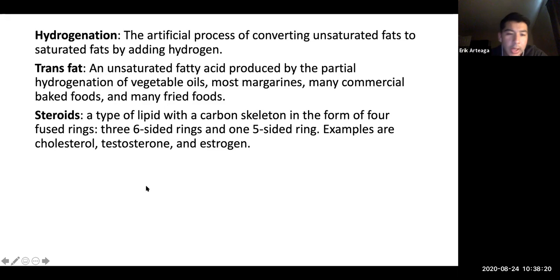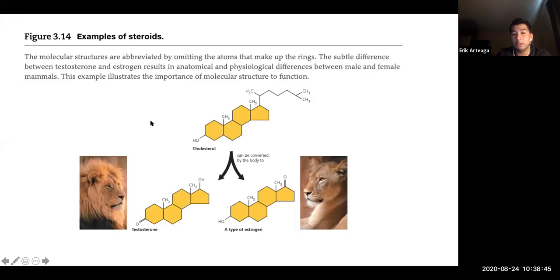So steroids, they're a type of lipid with a carbon skeleton in the form of 4 fused rings, 3 6-sided rings, and 1 5-sided ring. Examples are cholesterol, testosterone, and estrogen. Right, many times when we think of steroids, we think of just testosterone and estrogen, but cholesterol also belongs in that group, okay? So cholesterol is going to be a cell membrane component, and it's going to be making the cellular membrane rigid or sturdy, depending on what it's used for.